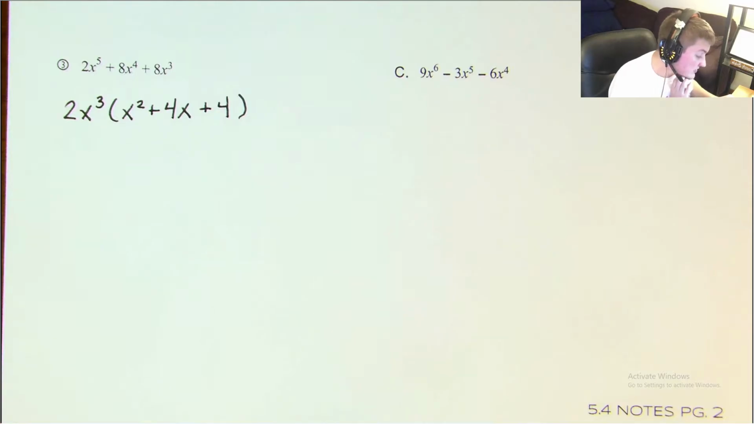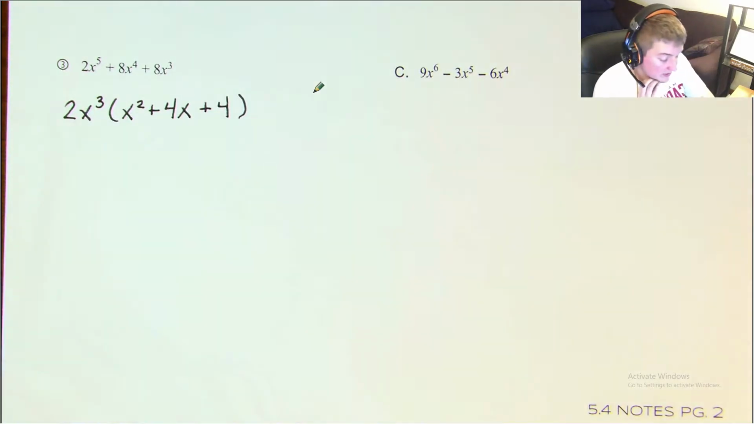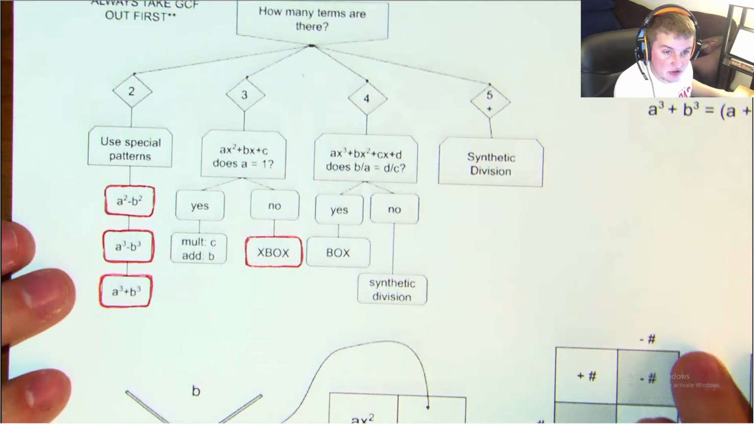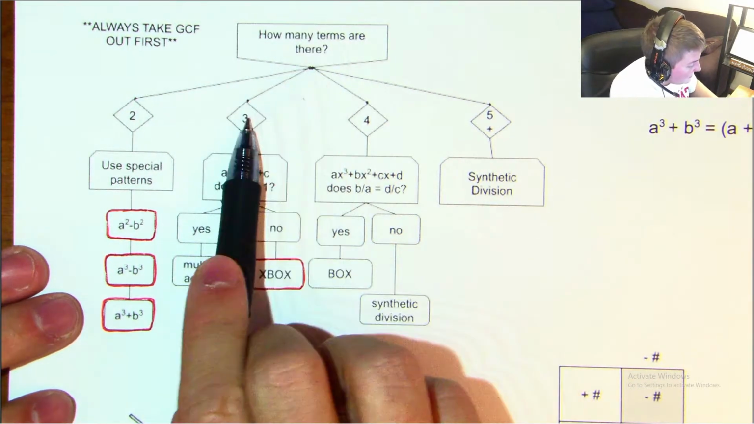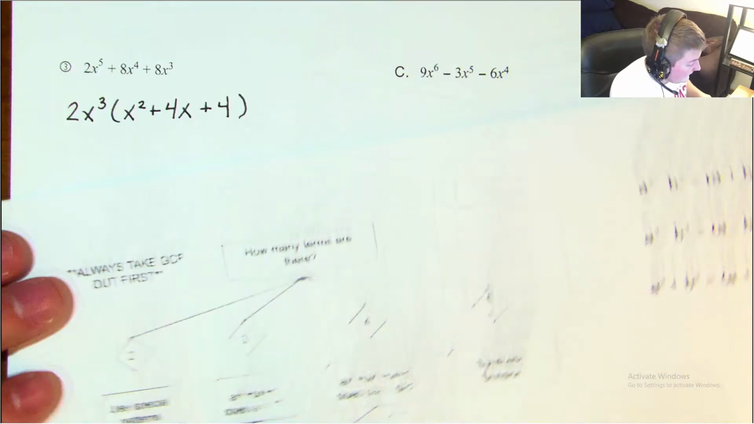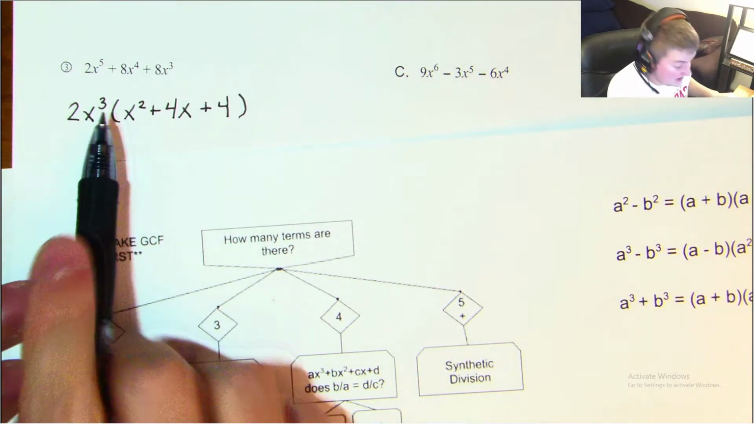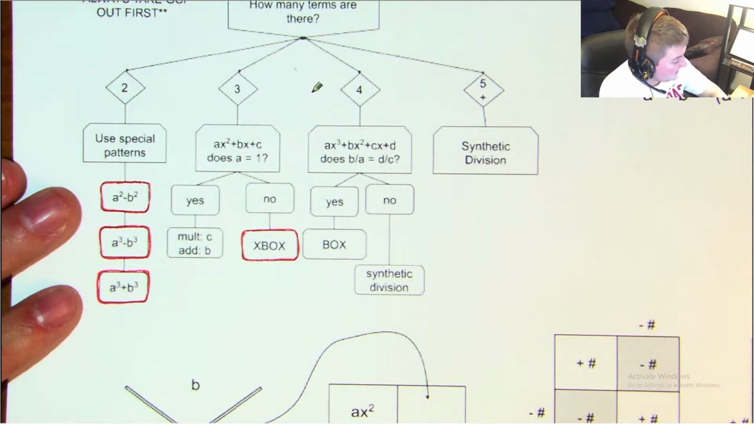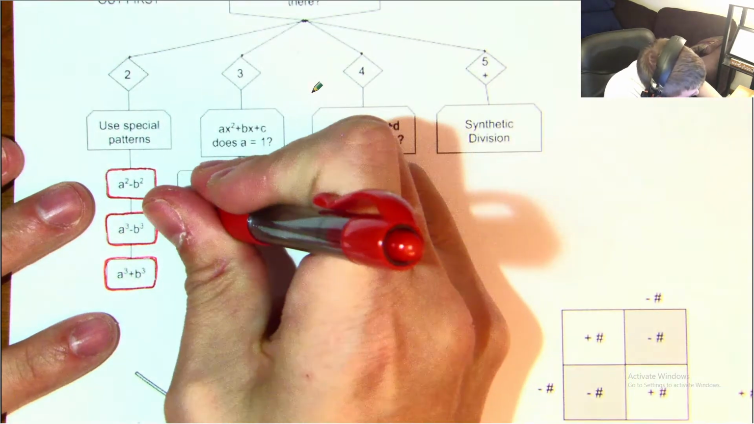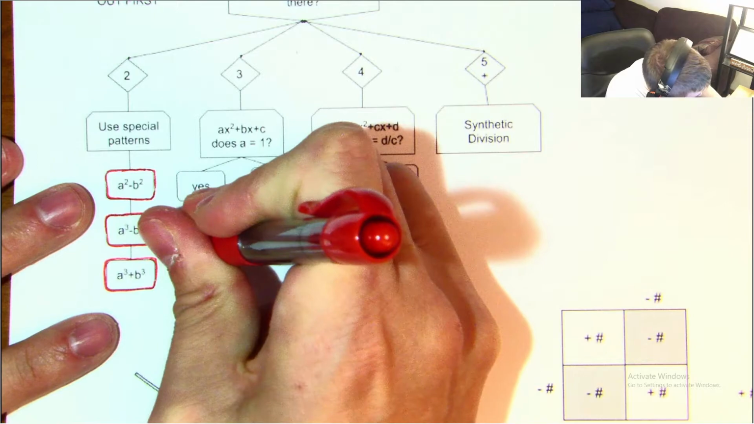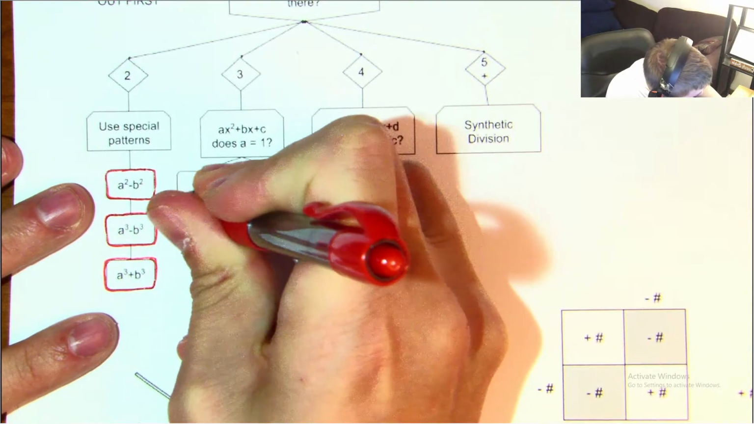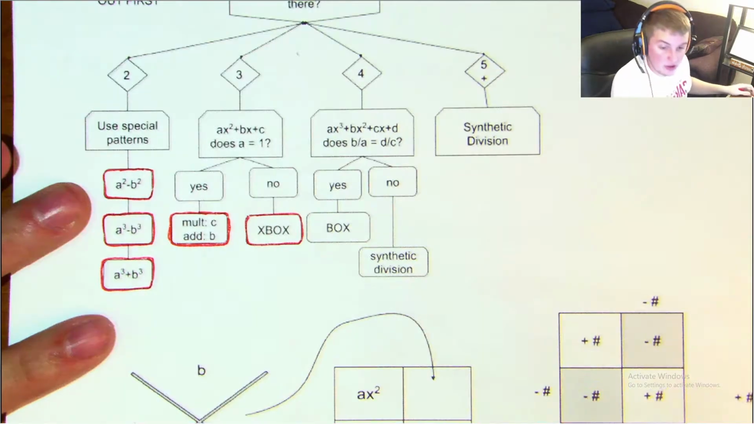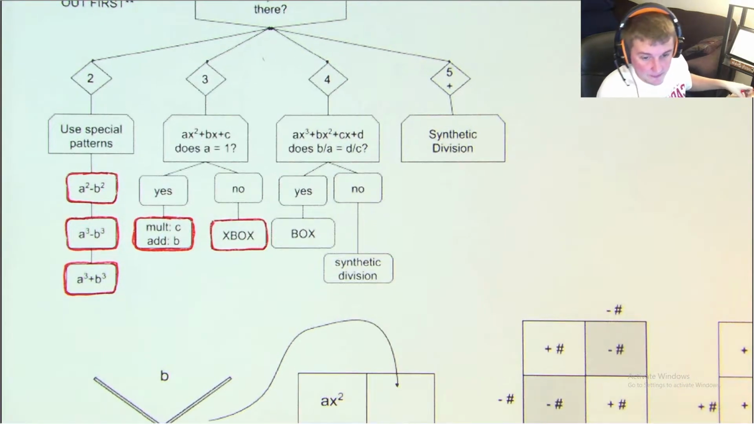Now I've taken out my greatest common factor, and I can start using my chart. I have 3 terms. Is my a value 1? In this situation, yes, it is. So we are going to use the multiply to c and add to b method. Again, this is entirely review. We already know how to do this, but here's your reminder.